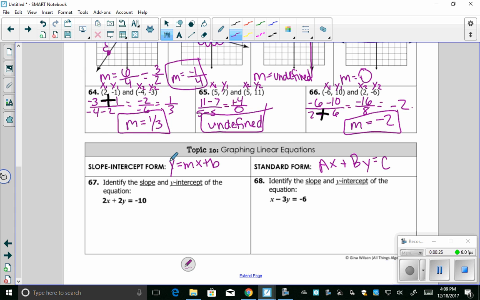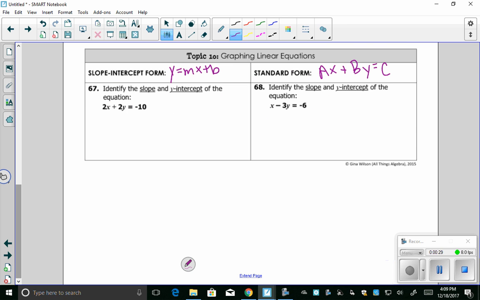Identify the slope and y-intercept of the equation. To identify the slope and y-intercept, the easiest way to do this is to put it into slope-intercept form. So that means I need to get it to look like this. To get it to look like this, you're going to solve for y. So my first step is to subtract 2x from both sides, so that I get 2y equals negative 2x minus 10.